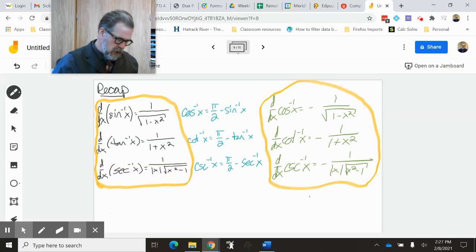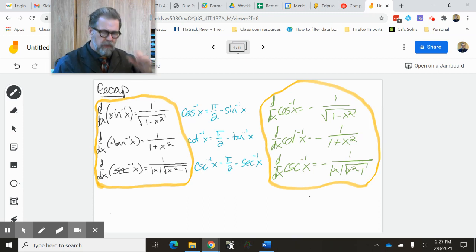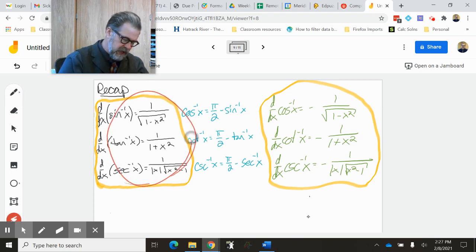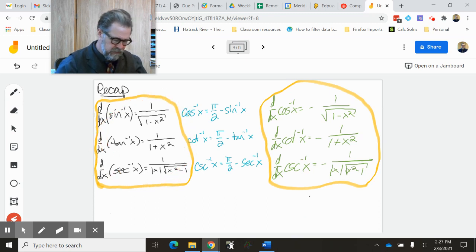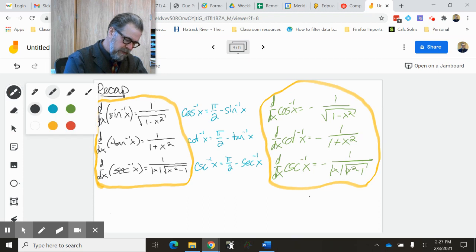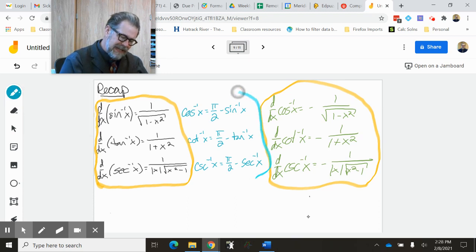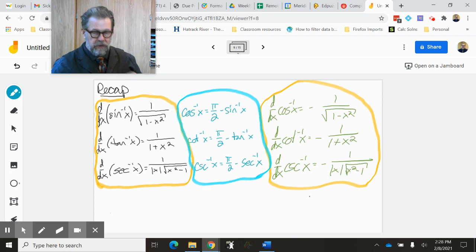All right. So very quickly, let's talk about the last three: inverse cosine, inverse cotangent, inverse cosecant. I've already written some information out here. We've got the three derivatives we found here on the left-hand side: inverse sine, inverse tangent, inverse secant. And in the middle, I have written some identities that we are going to use to very quickly find the other three.